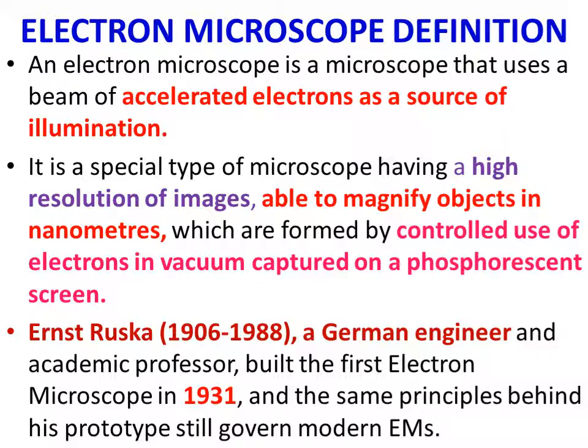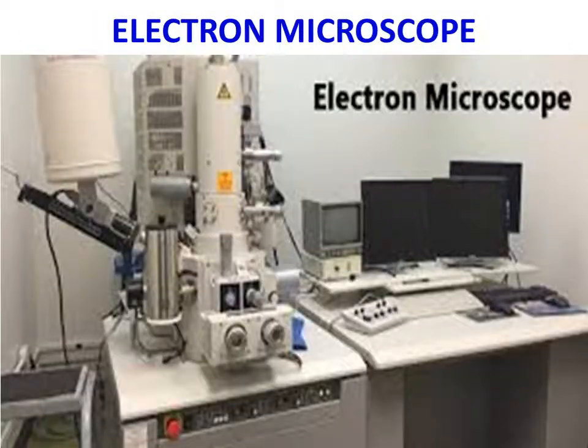The electron microscope was discovered by Ernst Ruska in 1931. So in 1931, German engineer Ruska discovered the electron microscope. He was an academic professor, and the same principles behind his prototype still govern modern electron microscopes. Electron microscope images you can see.